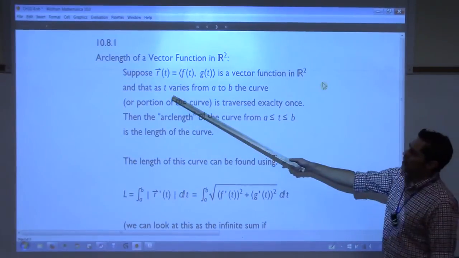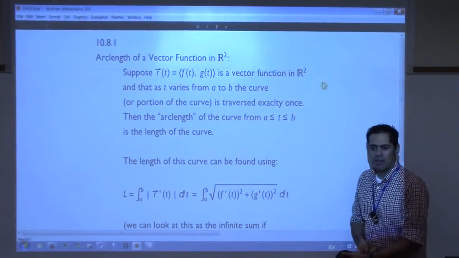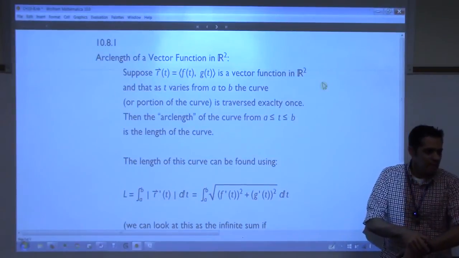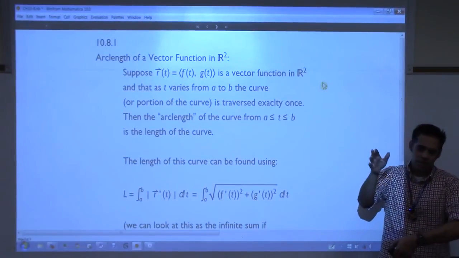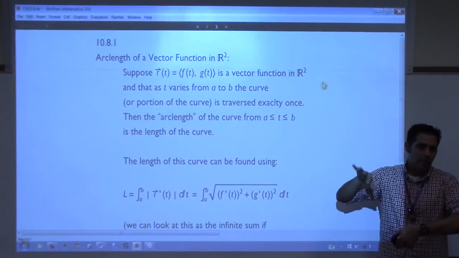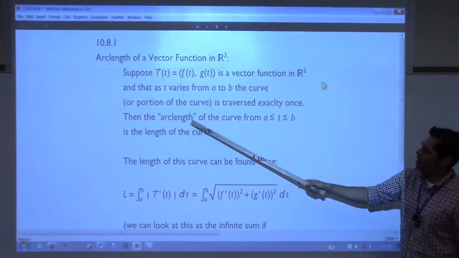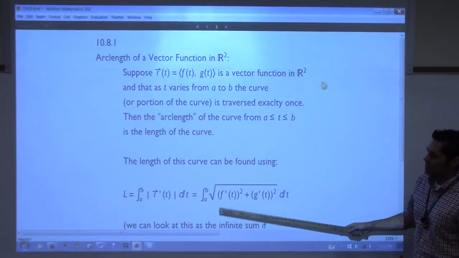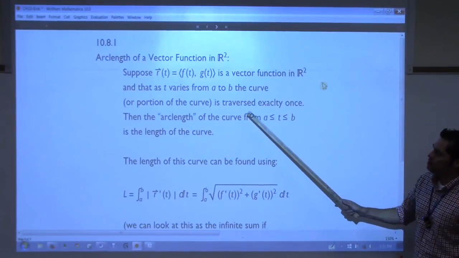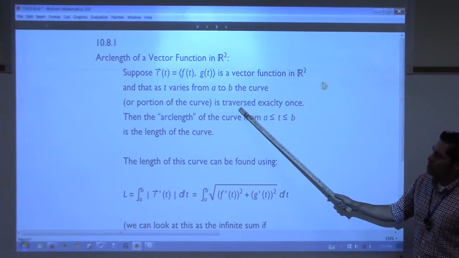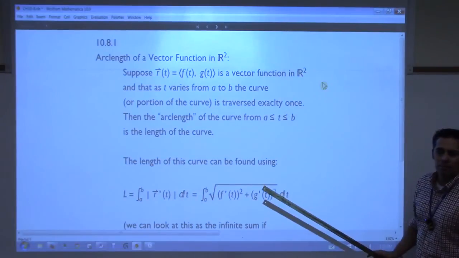If t varies from a to b, so it's like you're starting the clock at time equals a, and then it starts drawing the curve, and you stop it at b. That curve lives in two-dimensional space. Then the arc length of the curve is going to be given by this formula. But it's important that you can only traverse the curve one time.